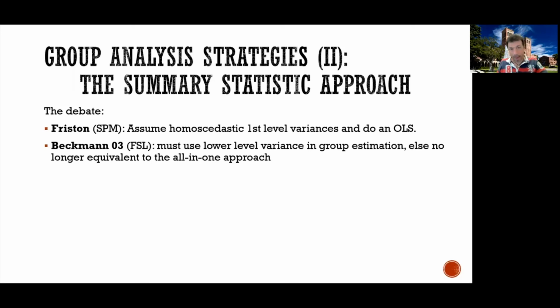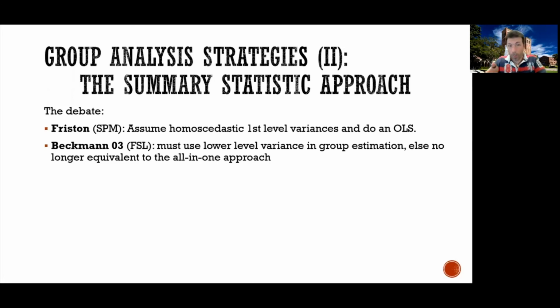If you want to implement in a summary statistic way something that is equivalent to the all-in-one approach, then you need to carry forward not only the beta from the first level analysis, but also the within subject variability. In other words, you need to use as your yardstick the sum of the between subjects and the within subjects variance. In other words, you need to use a mixed effects approach if you want to use a summary statistic approach and make it equivalent to the all-in-one approach.